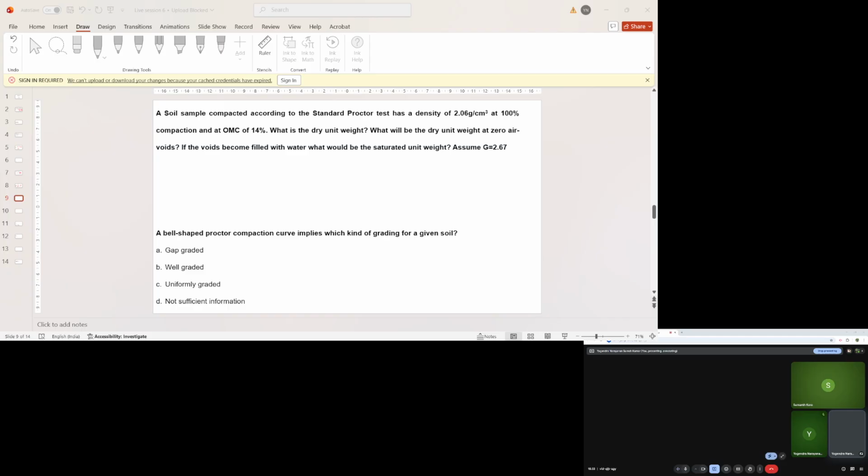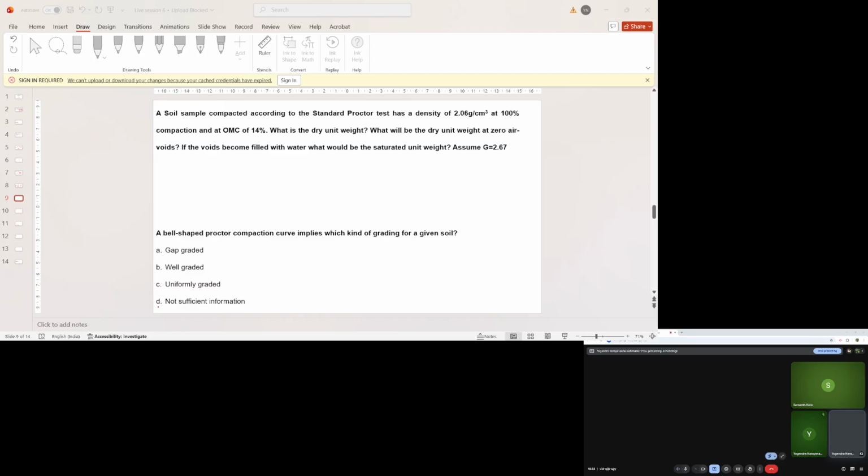Any doubts? Now coming to the second question on this page: a bell-shaped proper compaction curve implies which kind of grading for a given soil? So a bell-shaped compaction curve is going to be a perfect compaction curve.